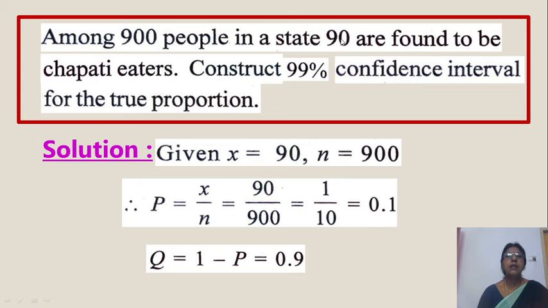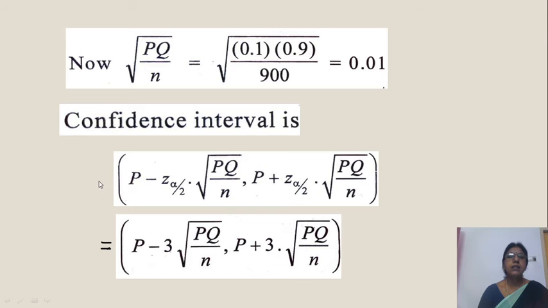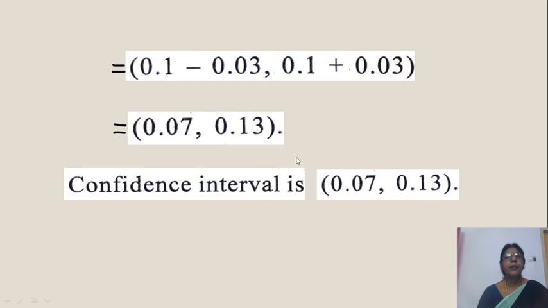90%. 90 means people, only 10% here. Okay, we take this Z value from tables. For 90% it is 3. Okay, root of PQ, P plus Z alpha by 2 is 3, root of PQ by n. Now after calculation, substituting the PQ values, you get this interval. Now the confidence interval lower limit is 0.7 and the upper value of the interval is 0.13.